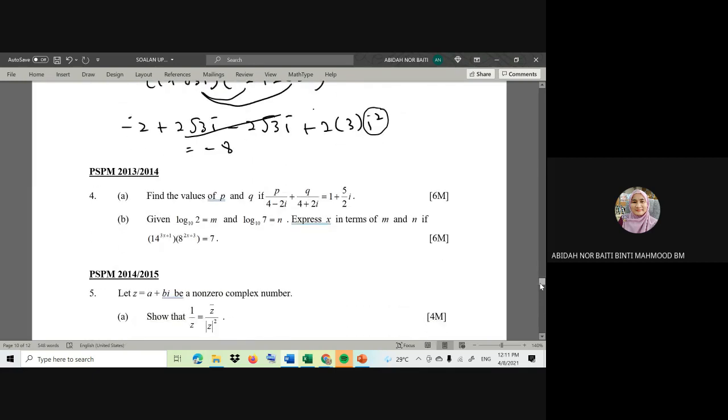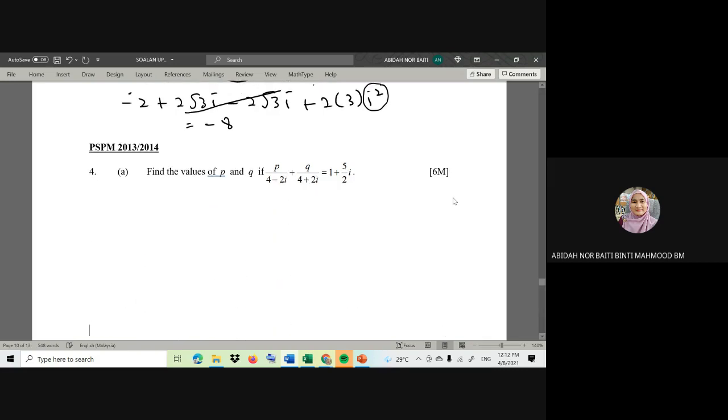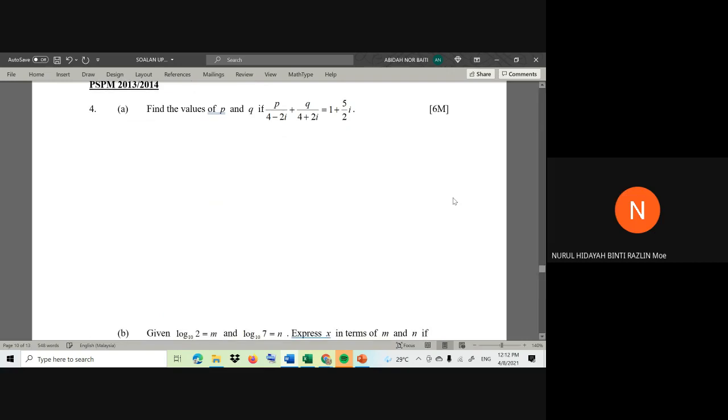Okay, number 4. Number 4A, any question with number 4A? Number 4A, can you find P and Q? Boleh ke tak boleh? Number 4A. Boleh, madam. Dapat madam, dapat. Number 4 buat macam mana mula-mula?